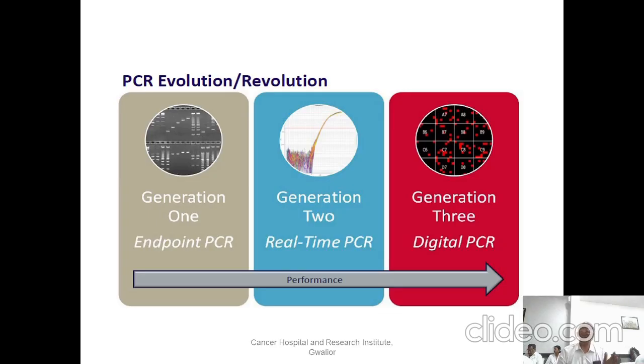Then generation 2 is real-time PCR. Now if that mutation is there, what is the load of that mutation? What is the copy number of that mutation? That is what real-time PCR, which we call RQ-PCR, will tell.